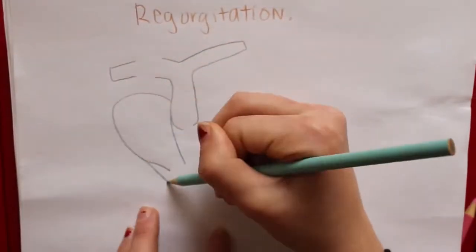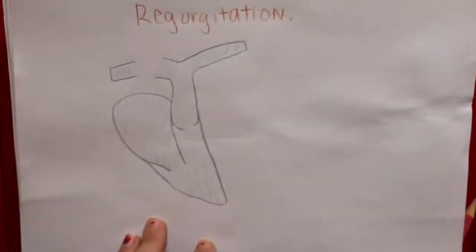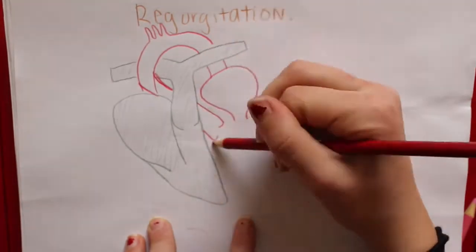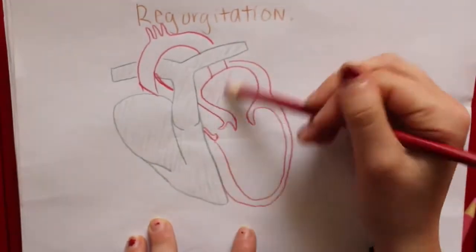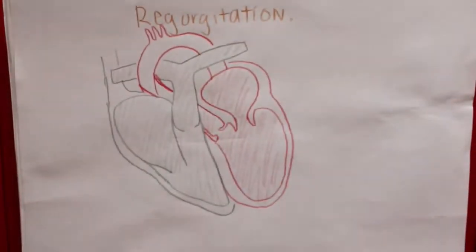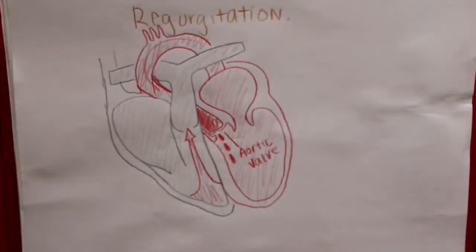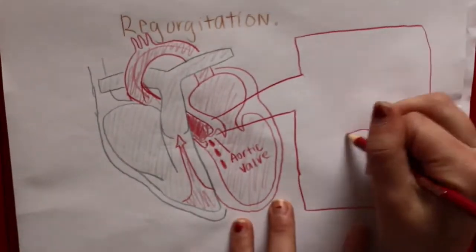Now I'm going to draw a close-up of what aortic valve regurgitation looks like. Here I'm drawing the heart structure again, the left and the right side of the heart, and the aortic valve is on the left side of the heart. Here you can see the blood coming back toward the heart instead of pumping out into the body.